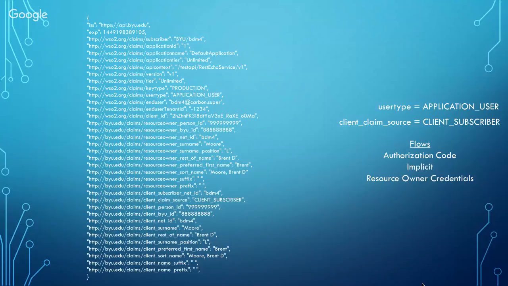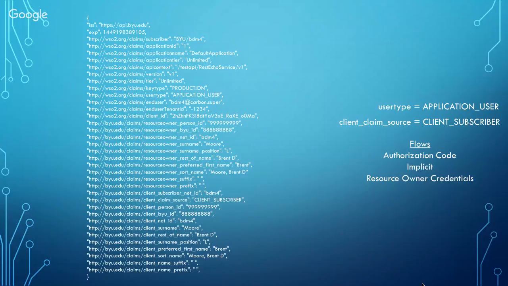Whenever there is a resource owner sitting at the keyboard, we switch user type to application user. Client claim source still identifies the same subset of information, whether the application itself is associated to a person or a non-person person. Or essentially the subscriber versus the non-person person. Now you'll also see right here in the middle, we've got a whole ton of resource owner claims. All of those resource owner claims are the information of the user sitting at the keyboard, not the application. So this, again, will be person ID, net ID, BYU ID, all of their names, so that you have the ability to authorize anything about them. Questions about this?